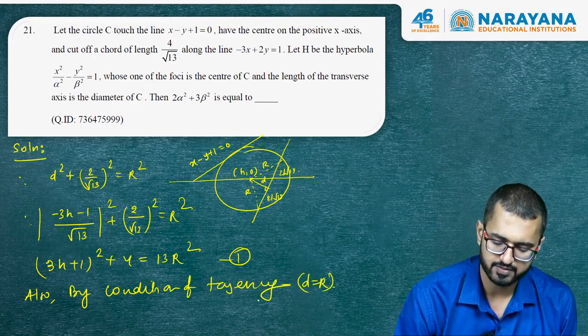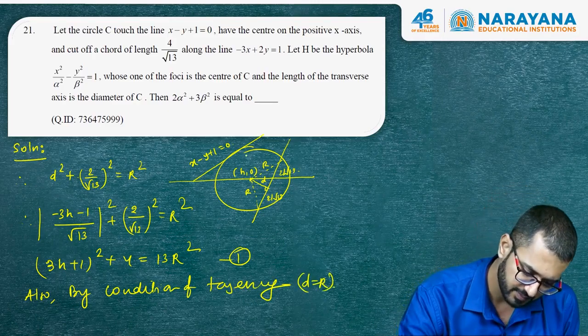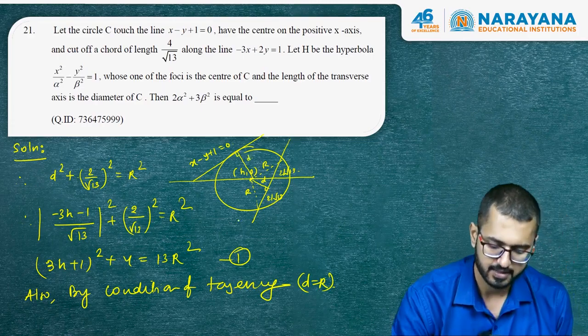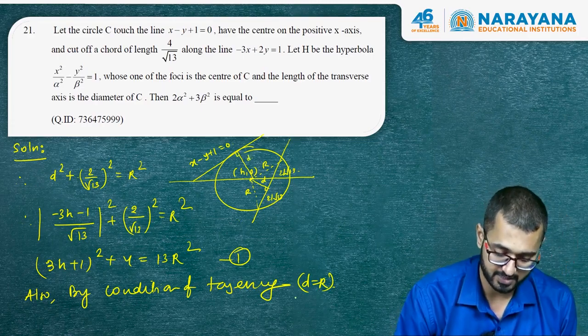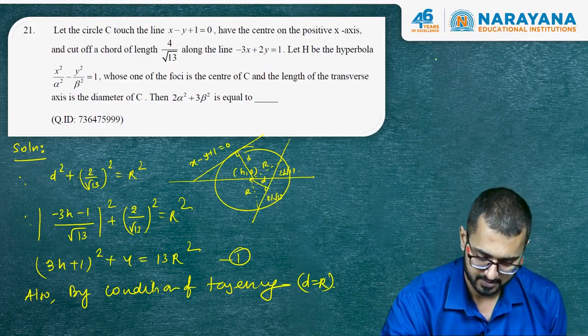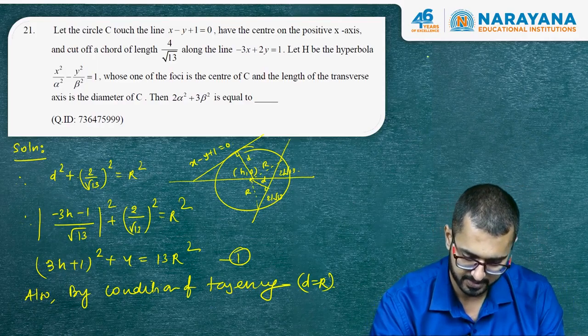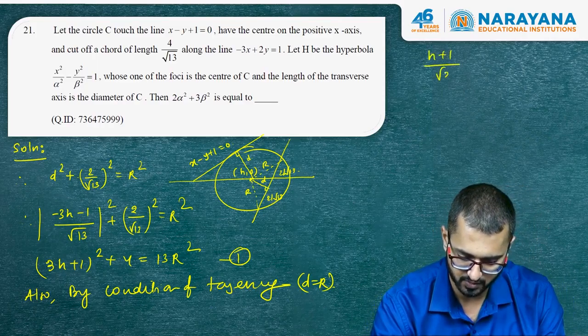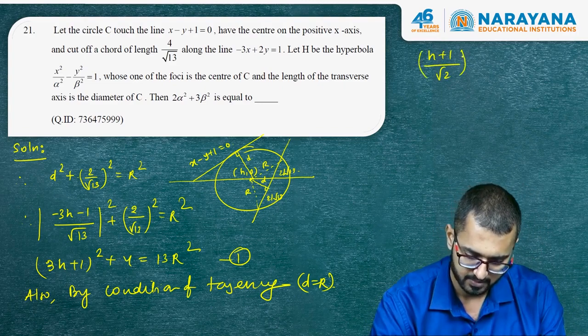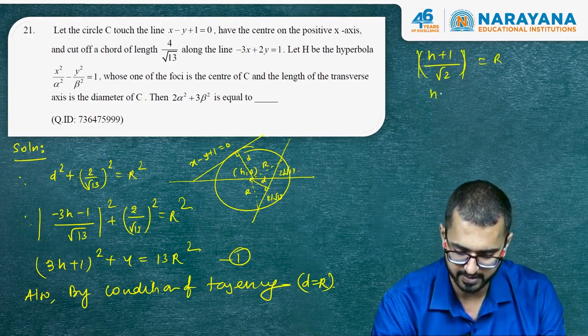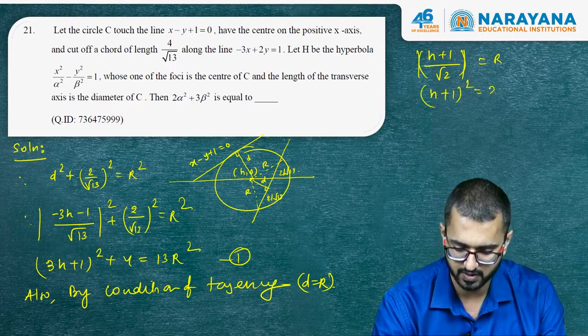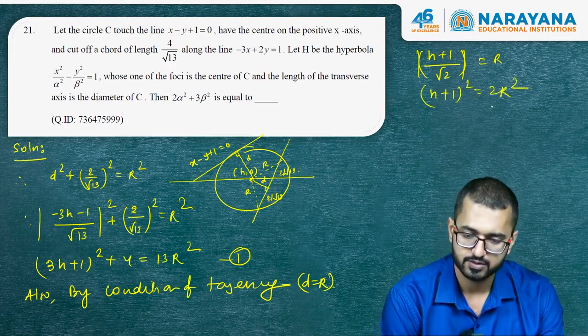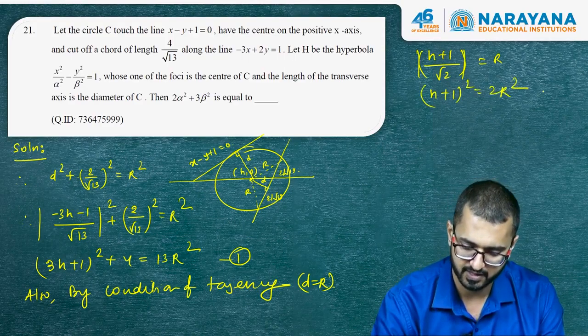So d equal to r means what? Distance, this is what I am calling d, the perpendicular distance, and it's the same as r. So d equal to r, that means I'll be having |h + 1|/√2 must be equal to r. So yes, we will again write down (h + 1)² is equal to 2r². So that means we now have two equations, equation 1 and equation 2.